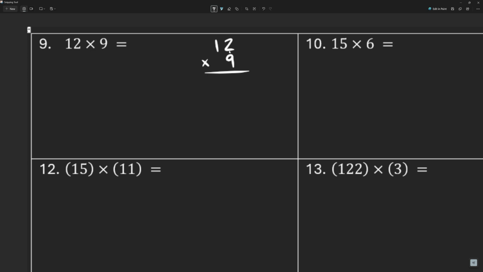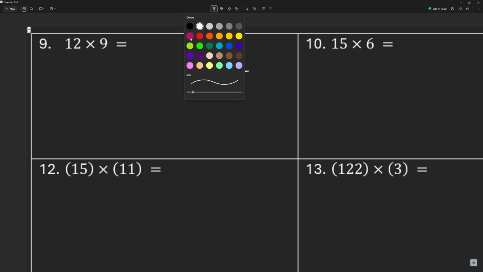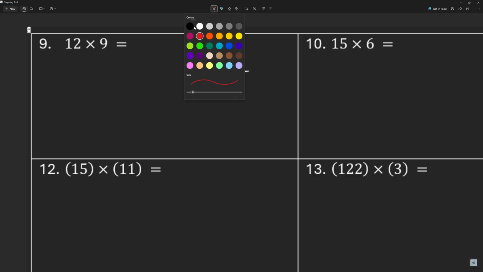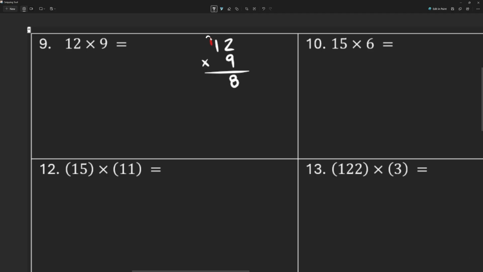That helps. 9 times 2 is 18, and we have to carry that 1, right? So we can't just write 18. We have to carry that 1 up here. 9 times 1 is 9, plus the 1 that we have right here. 9 plus 1 is 10. We get 108. So not too bad. This is all multiplication. So for example, 15 times 11.